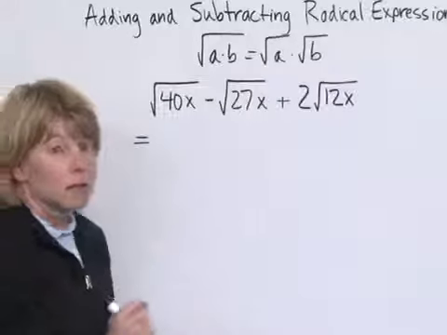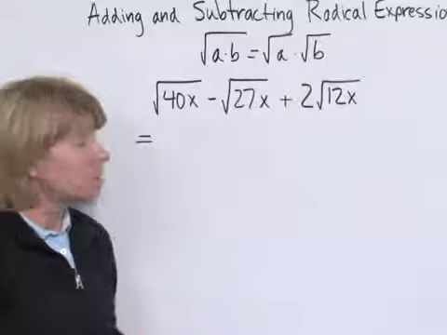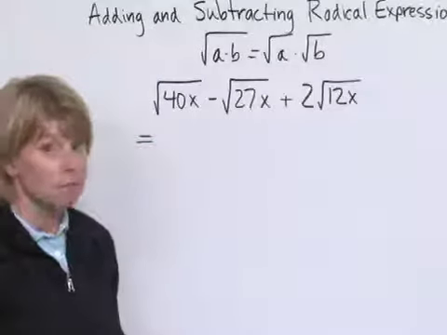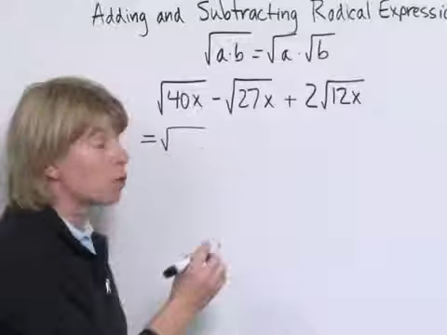For our first radical, the square root of 40x, we want to ask ourselves, what is the biggest perfect square that divides into 40? And that is 4. So we're going to write 40 as 4 times 10.